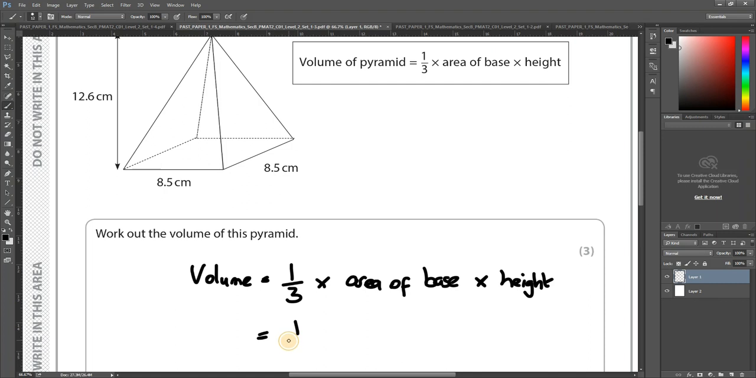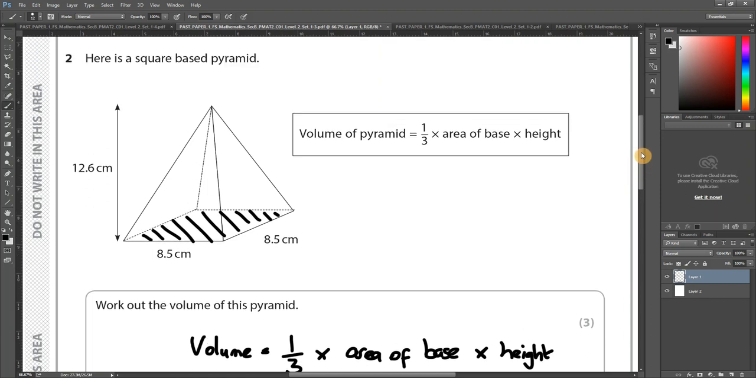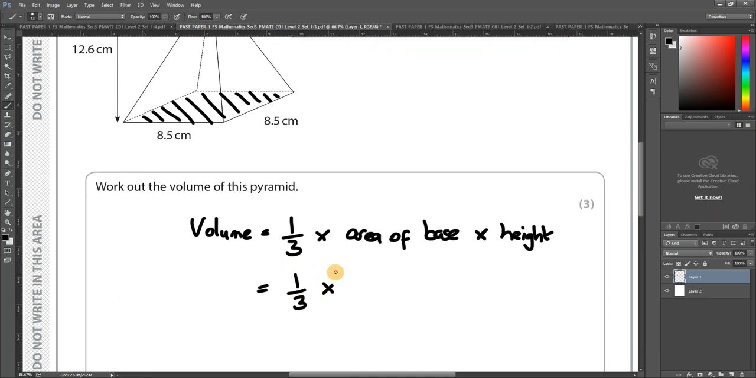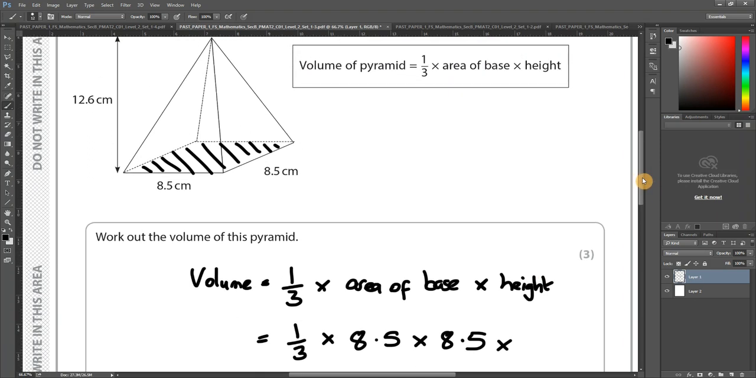So we're going to do a third times, well, the area of the base, well, that's your base right there. This bit here is your base, which is technically a square, because it's a square-based pyramid. Yeah, it even says in the question. So if the base is a square, you just have to work out the area of the base. I'll tell you what, I'll do it all in one go. You could do it in stages if you wanted to, but me personally, we know that the area of the base is going to be 8.5 times 8.5. Yep, one length multiplied by one width. And let's replace the height as well. With the height, let me just double check on the diagram. Height is this thing here. Yeah, 12.6. Let's put that there.